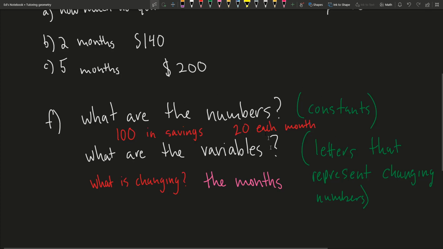So these functions are usually going to have an input. In this case, the input is months. Not usually, they're always going to have an input. Input in this case is the number of months you've been saving, and the output is the total savings that you have.